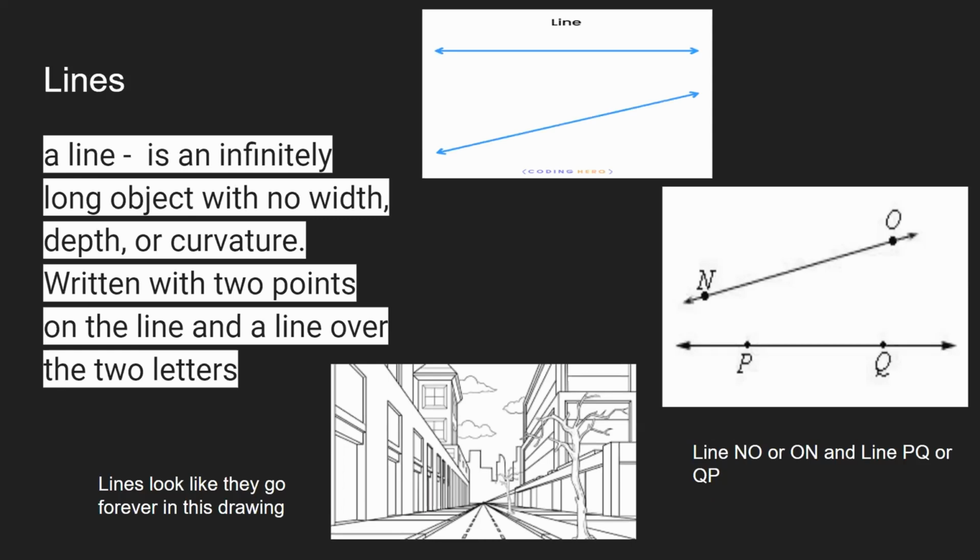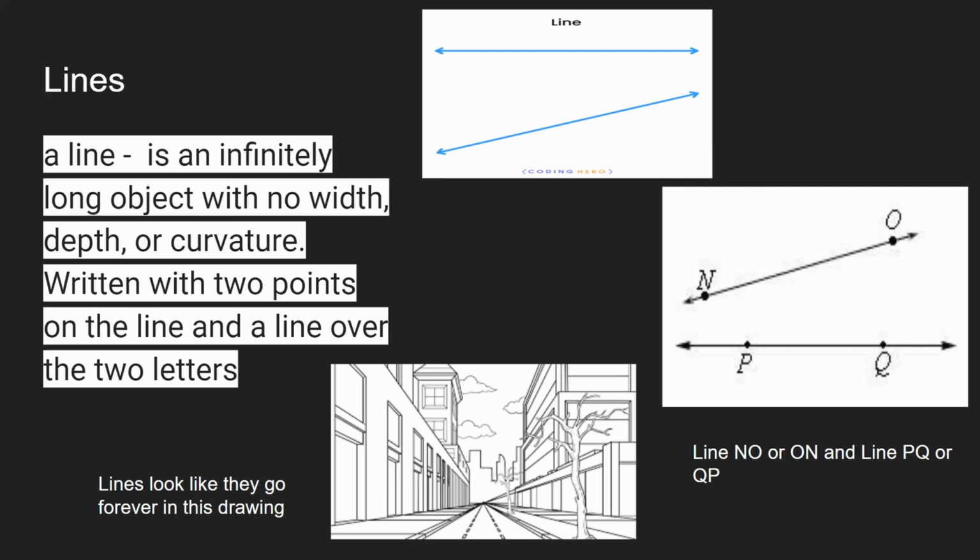Next on the track, we've got lines. A line is an infinitely long object with no width, depth, or curvature. It's written with 2 points on the line and a line over the 2 letters. So at the top, we have 2 different lines that eventually will intersect. On the right picture, we have the lines NO or ON. NO and ON are the same line, just written in a different way. And then we also have PQ or QP. So 2 different lines there.